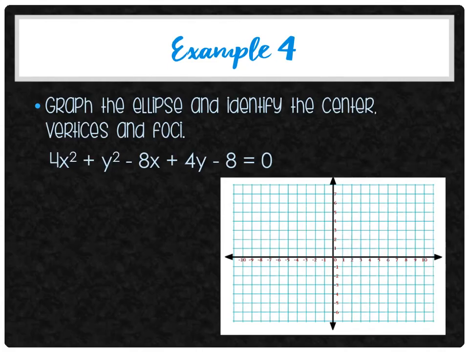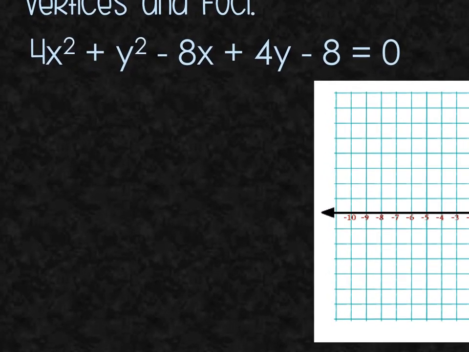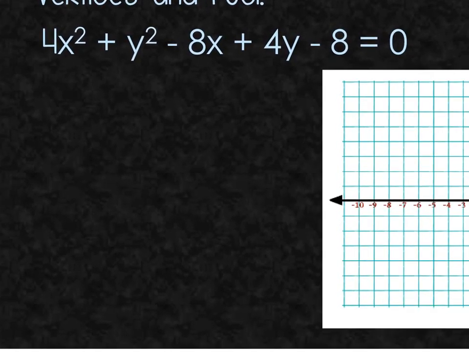All right, example 4. Graph the ellipse and identify the center, the vertices, and the foci. So here's another complete the square to practice, right? We're going to do the same thing. We're going to group them so the x's get grouped together, the y's get grouped together, and the 8 gets bumped to the other side.